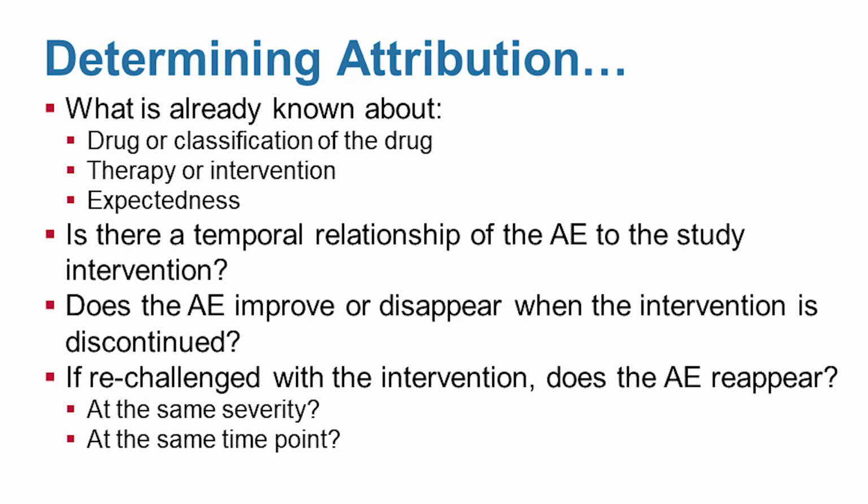And here are some questions that you can ask to help the research team determine that attribution. What do you already know about the drug, the therapy, or the classification of the drug? So the expectedness. What is the temporal relationship of the event to the study therapy or intervention? Does the adverse event improve or disappear when the drug or the therapy is stopped? If the drug or therapy is reintroduced, does the adverse event reappear? Does it reappear at the same time point? Does it reappear at the same severity rating?